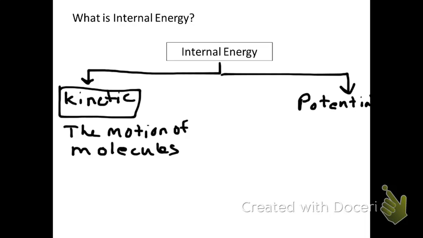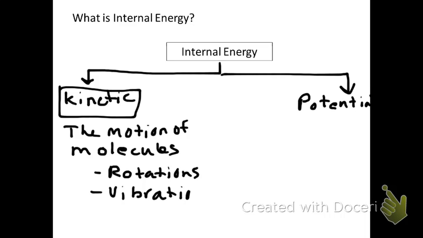Now there are several types of motion of molecules. We can have rotation. So molecules can be rotating. So rotations, as well as vibrations, as well as moving in straight line paths. So molecules are always in motion and they have kinetic energy.